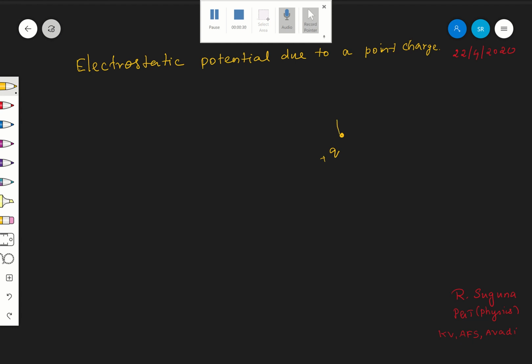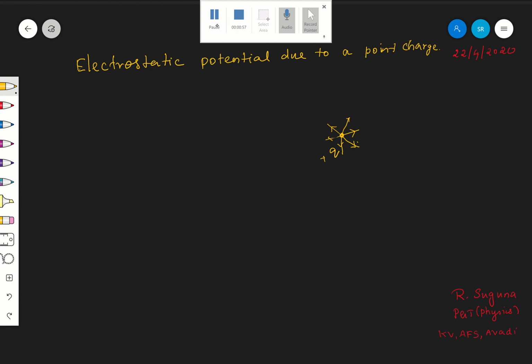Therefore, the electric field will be in every possible direction. These are all the electric field lines. Already we have seen this one. Right. Now what I want is to find out the electric potential due to this point charge.